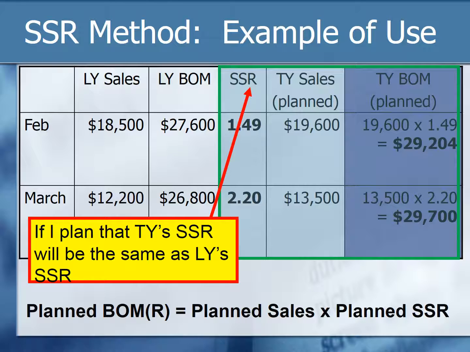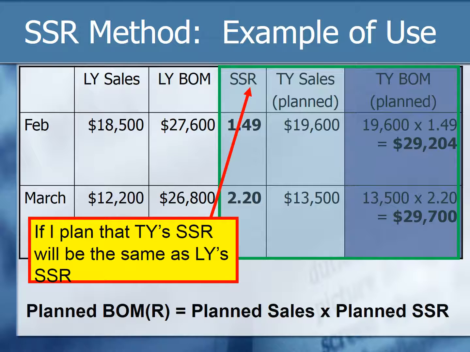If we plan that this year's SSR should be different from last year's SSR, then we will have to adjust the SSR planned for this year so that it won't be the same as last year's. So it all depends on how the buyer plans this year's SSR to be, whether they want it to be the same as last year's SSR or they want to adjust last year's SSR to make it more optimal for the store. It's all up to the planning process.